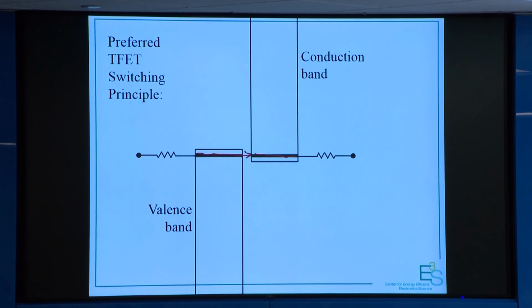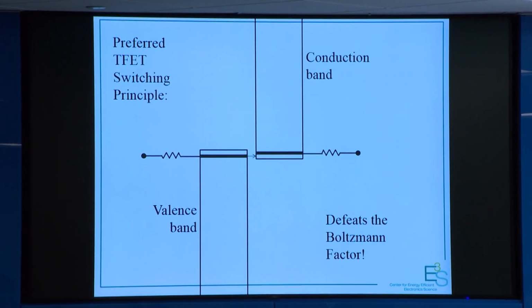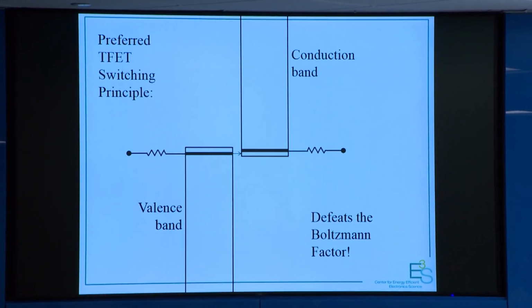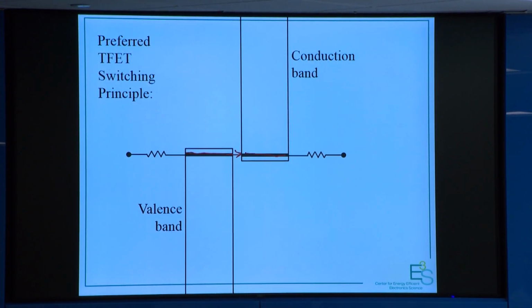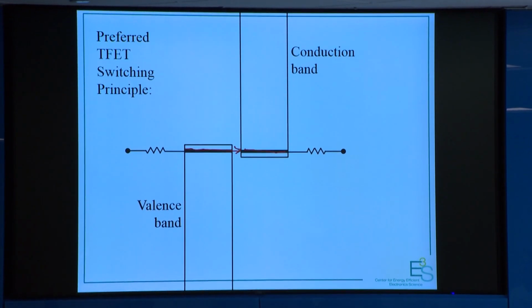And then what I do is I misalign the 2 energy levels, and now the current has no place to go. Okay? So just by this expedient, let me show it to you again. That's off, on, off, on. That's my new switch, no Boltzmann factor.